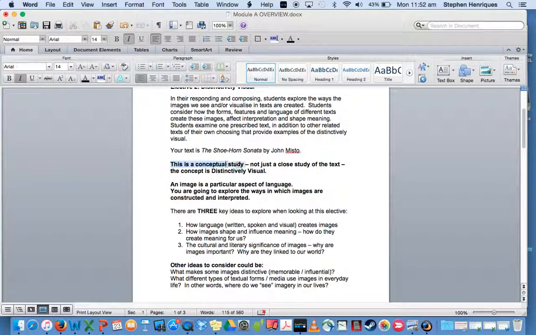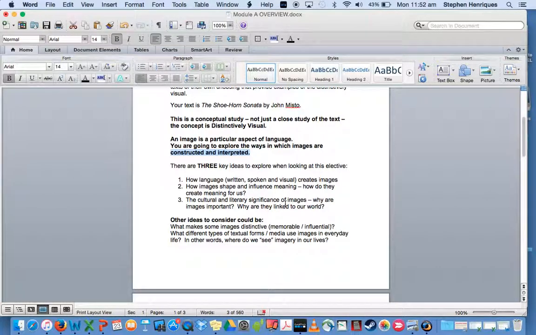This is a conceptual study, and it's not just a close study of the text. The concept is distinctively visual. This will be explored in more depth as the course progresses, but just bear this aspect in mind. An image is a particular aspect of language. You are going to explore the ways in which images are constructed and interpreted. Okay, that's so important, those final three words, constructed and interpreted.